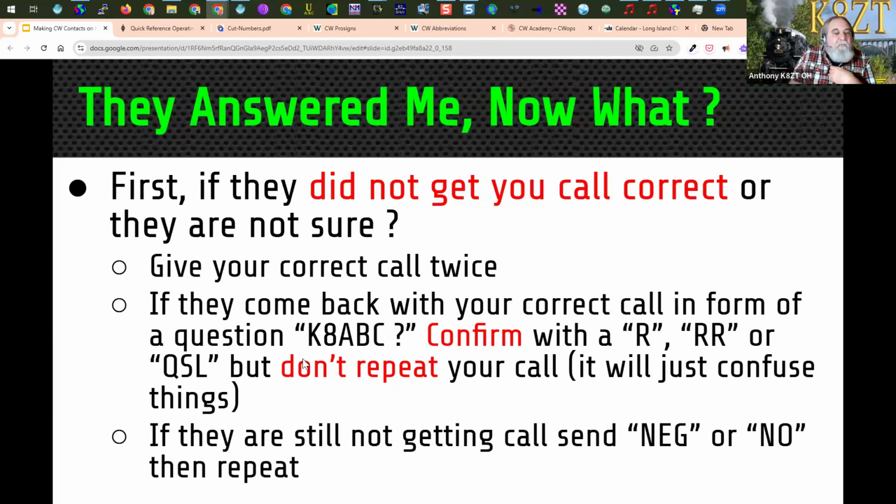We've solved the problem. They have the call correct. We're done. If they send my call with a question mark and I send my call again, they're going to assume that they must have made a mistake. So don't repeat. Confirm if it's correct. If they're still not getting your call, let them know with a negative or no, and then repeat your call a couple times. Hopefully they'll get it right.